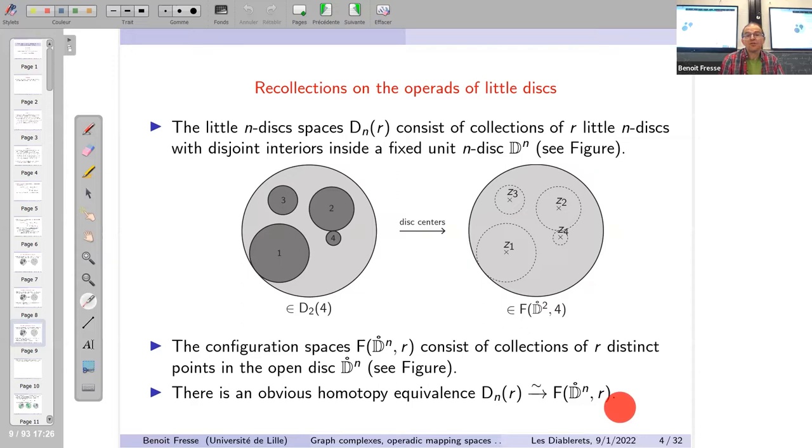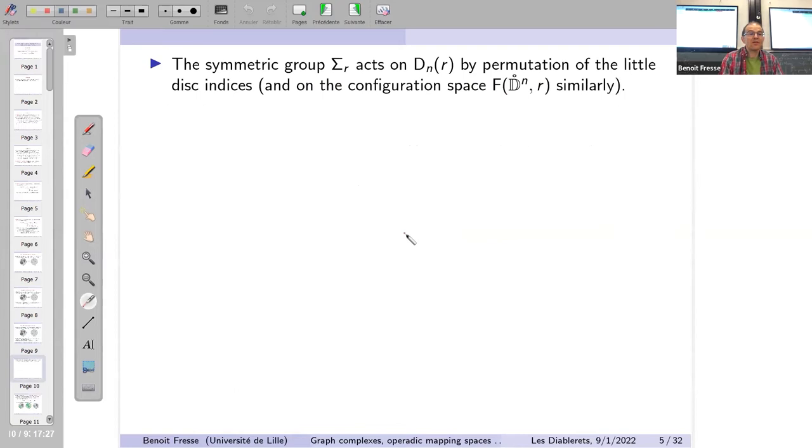So from the topological viewpoint, you get all the topological information about the spaces of little m disks at the configuration space level. But on the little m disk spaces, you have more structure. So first you have an action of the symmetric groups. You have an action of the symmetric group Sigma_r on the little m disk spaces and on the configuration spaces similarly. This is just by permutation of the little disk indices.